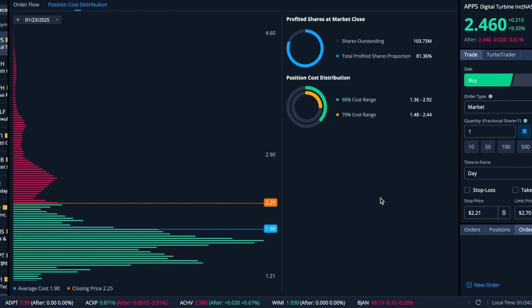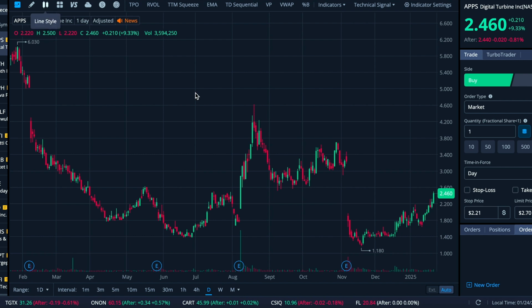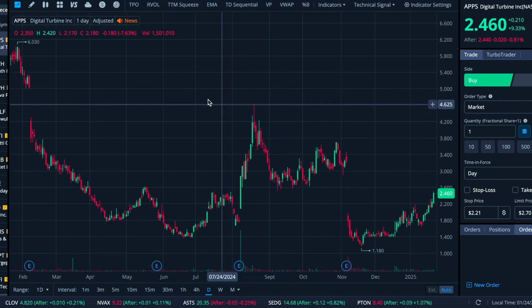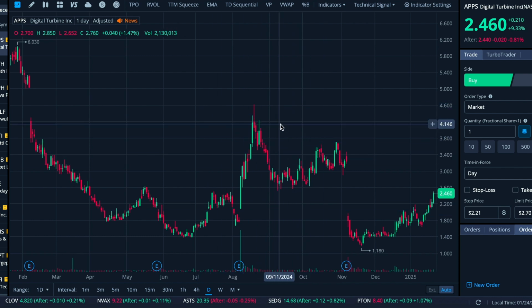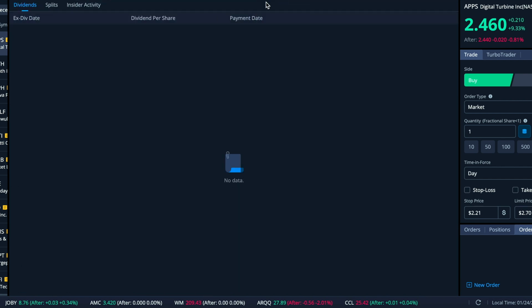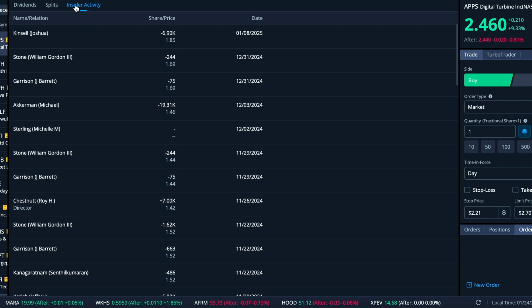And I was actually surprised to see this 81% total profited shares proportion after close as of yesterday. I was surprised it was that high, but I guess that's just how long it's spent in this period below like 225. Okay, kind of makes sense. And maybe it's a good thing a bunch of people aren't continuing to hold, carrying those bags that we talked about before.